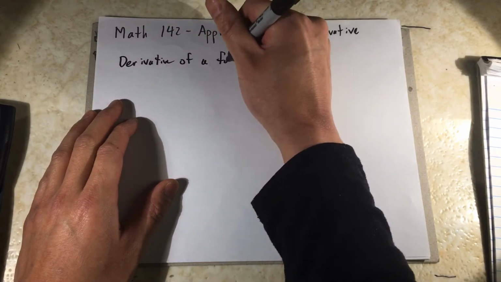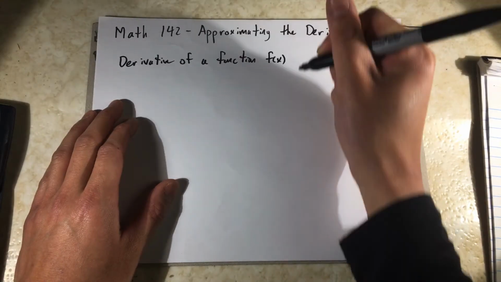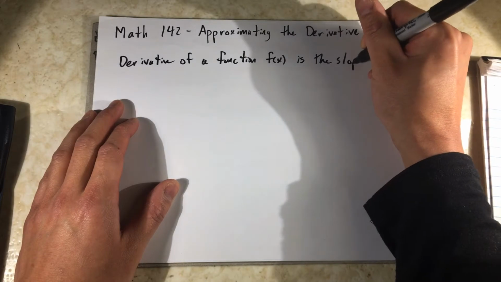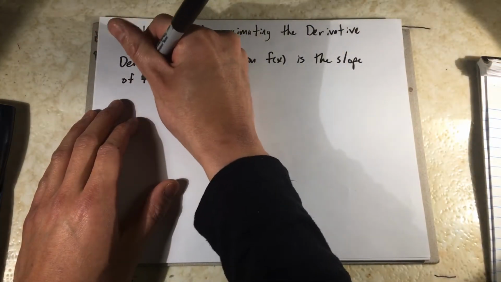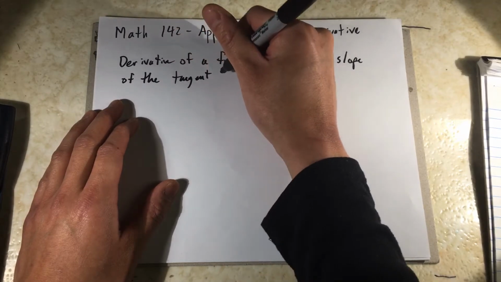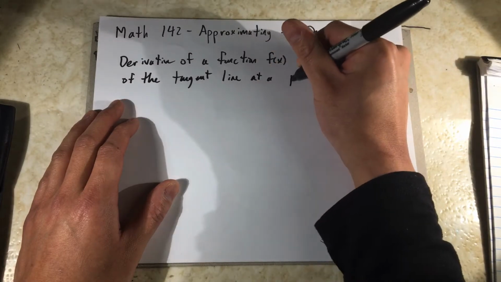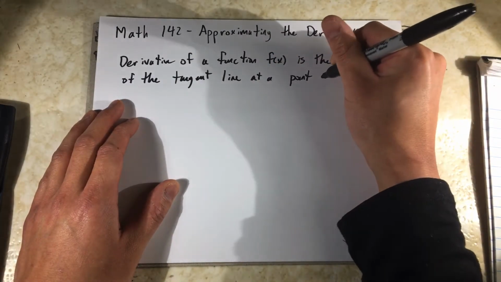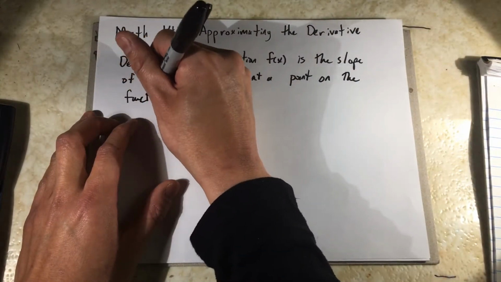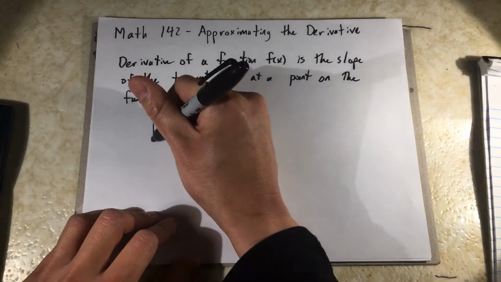of a function, let's call that function f of x, is the slope of the tangent line at a point on the function. Okay, so let's say that we have some function that looks like this.